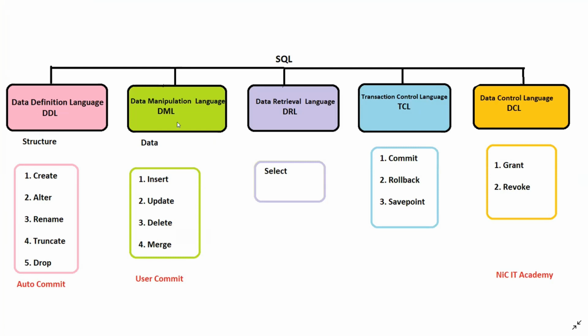Now DML operations. DML is the Data Manipulation Language. We have 4 different commands: insert, update, delete, and merge. Insert means inserting data into the table. Update means updating a record. The record is already present and we are just updating it.